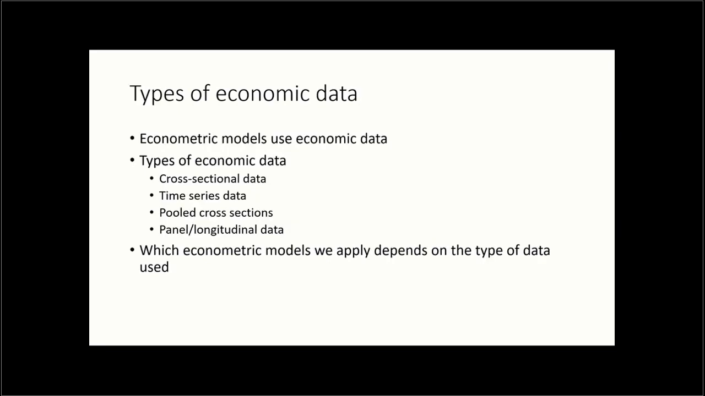So now moving on, let's talk about the different types of economic data that we have. This economic data will be used by our econometric models. And these are the types of data that we will talk about. Cross-sectional data. So this is across people or units. Time series data would be usually over time. Pooled cross sections would be over 2 or 3 or more time periods. And then we will talk about panel or longitudinal data where we have both people or units and time.